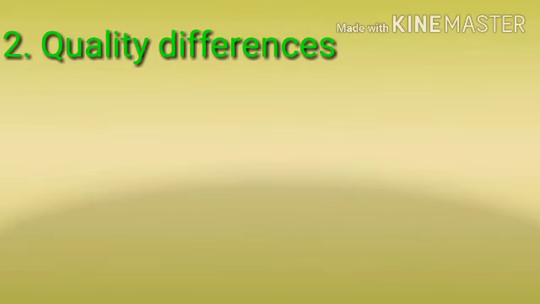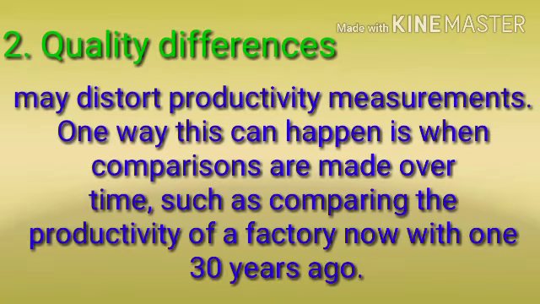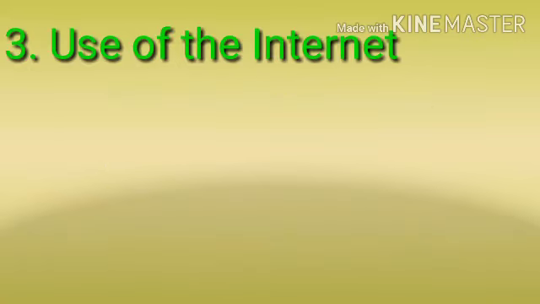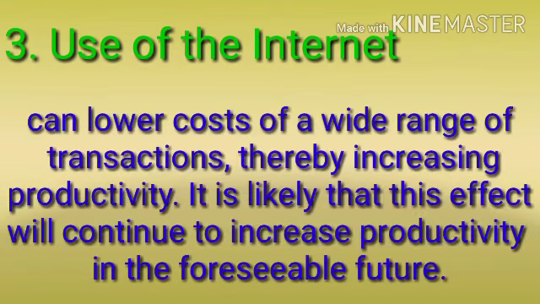Number 2, quality differences may distort productivity measurements. This can happen when comparisons are made over time, such as comparing the productivity of labor now with 30 years ago. Number 3, use of the internet can lower the cost of a wide range of transactions, thereby increasing productivity. It is likely that this effect will continue to increase productivity in the foreseeable future.